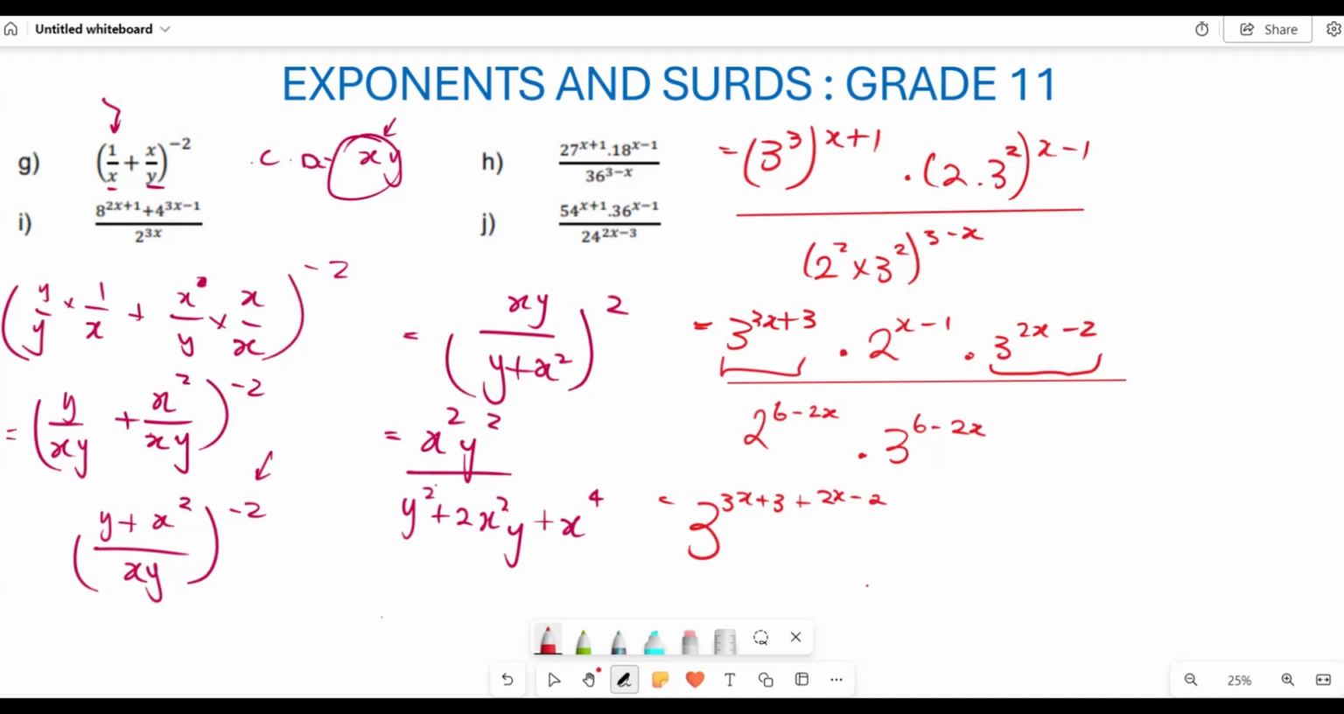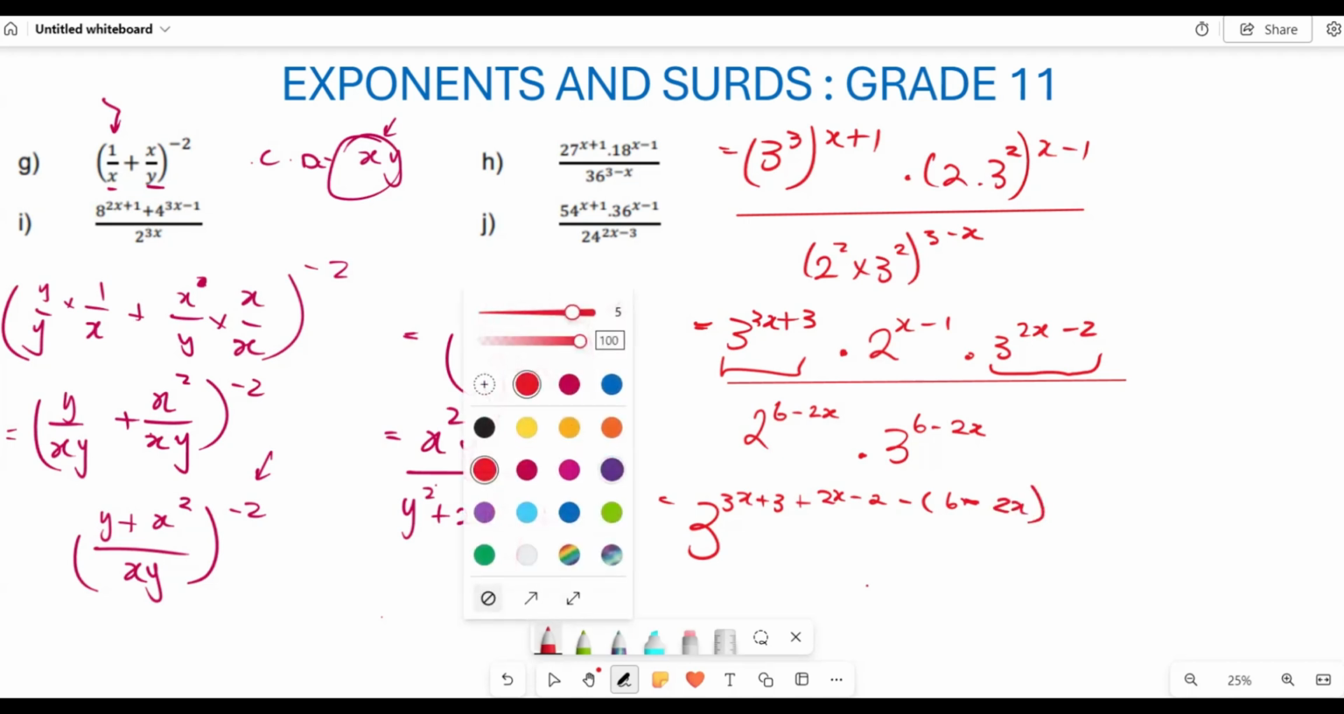You see what I did here? I just added what was in the exponent, and because everything here is in the denominator, I'm going to say minus 6x, or rather 6 minus 2x, if I'm not mistaken, right? 6 minus 2x, which is going to be for that one.